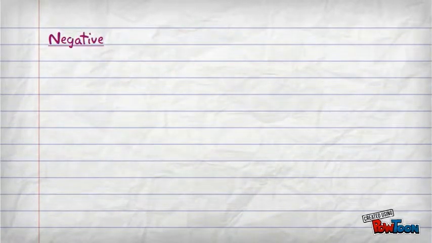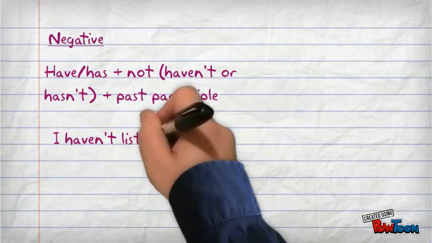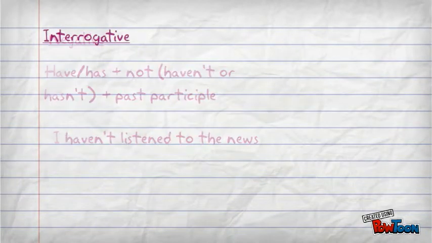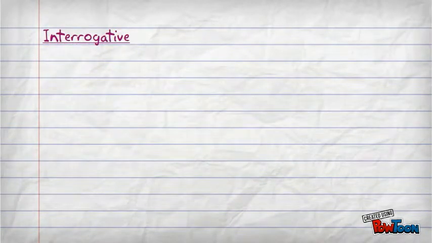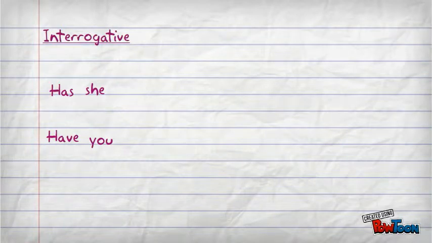Let's check the negative form. Have or has plus not and the verb in past participle. And in the interrogative form, we have to use the auxiliary verb has or have, the same thing, we put it at the beginning, plus the subject and the verb in past participle.